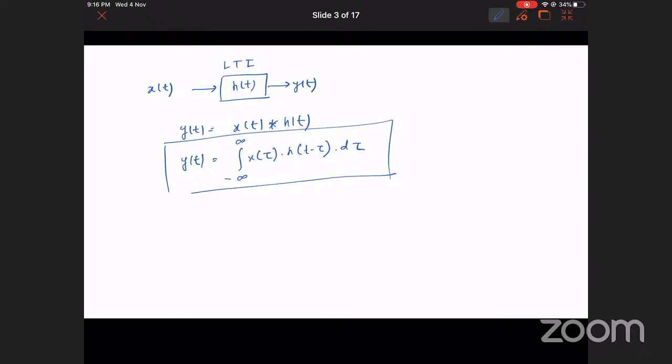Yes or no? Let me know. Are you understanding this? Is that easy?